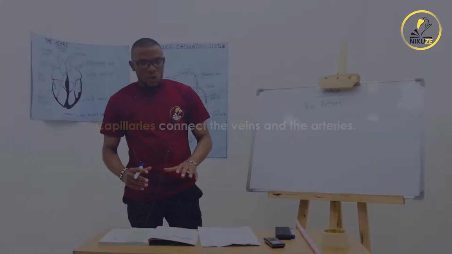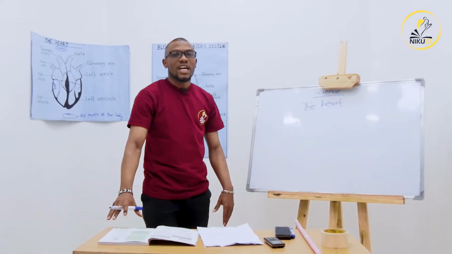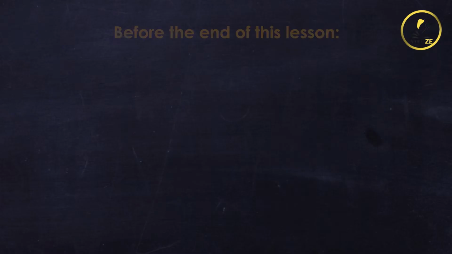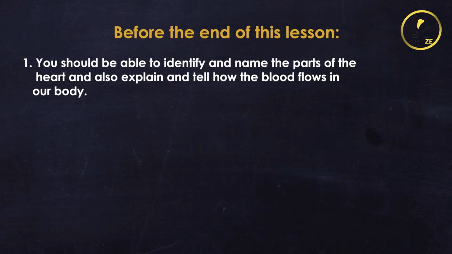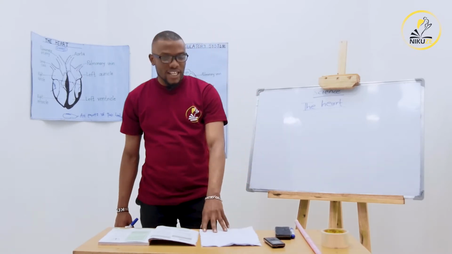So today, we are going to look at the heart. By the end of this lesson, you should be able to identify and name the parts of the heart and also explain how the blood flows in our body. So let's look at the chart and see the structure of the heart.